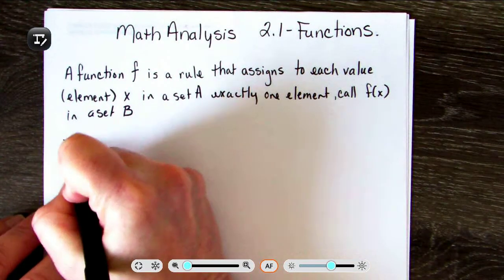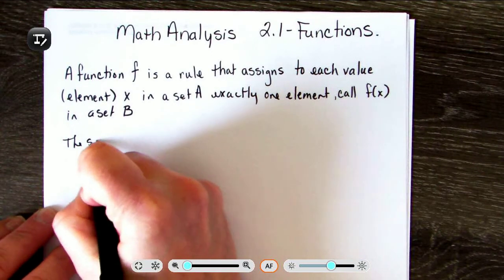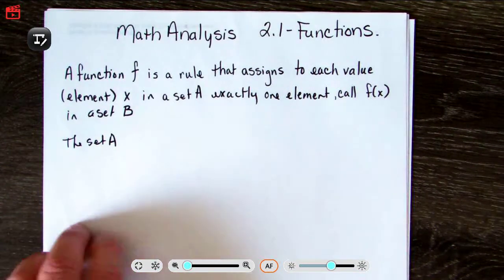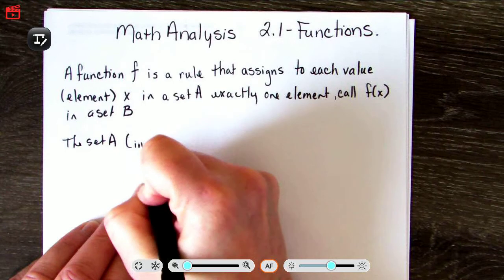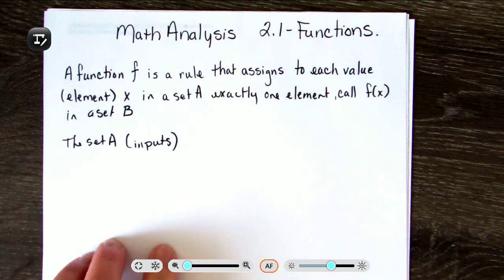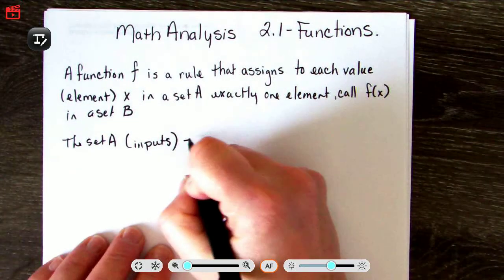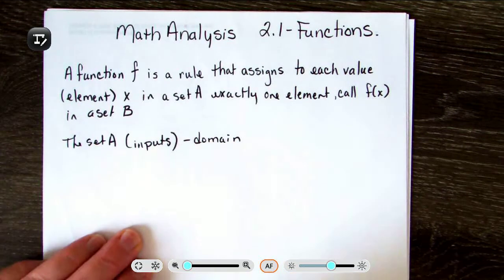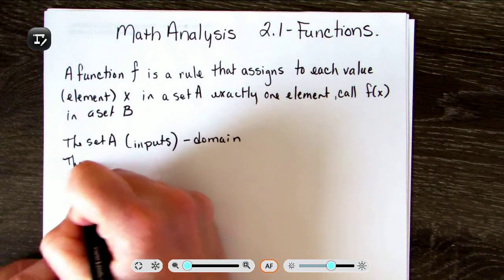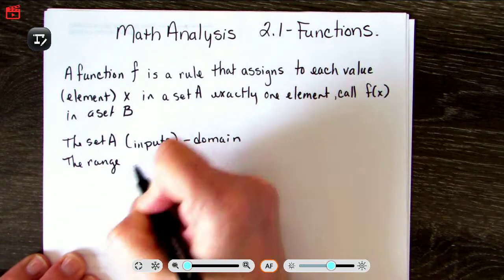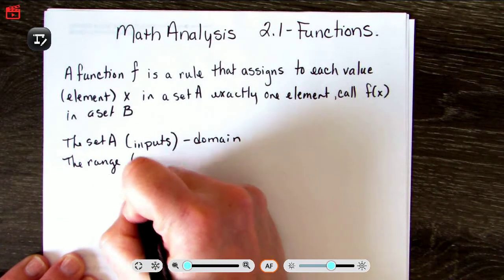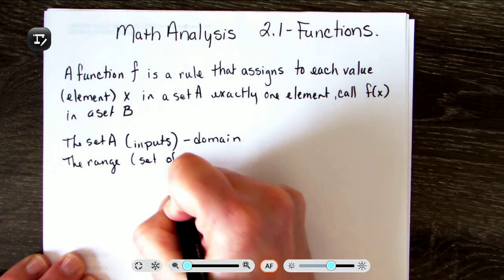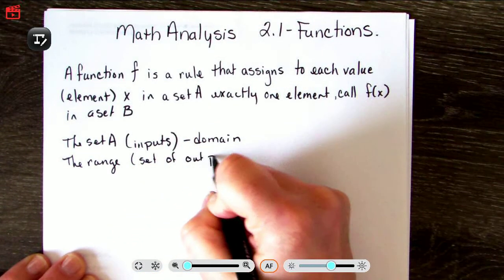The set A that we have referred to up here, the set of inputs, the stuff we put into this function, is referred to as the domain. So the set of inputs. The range is going to be the set of outputs.